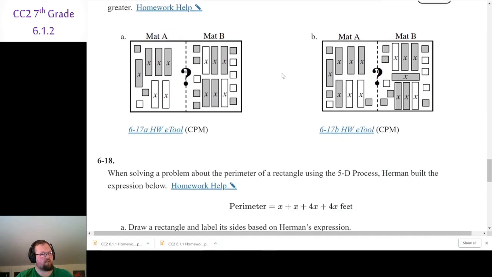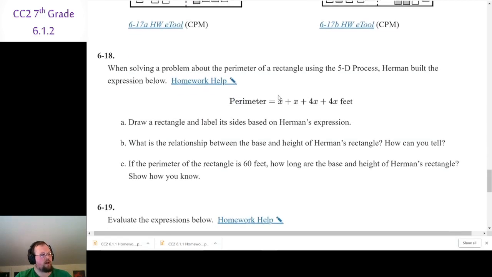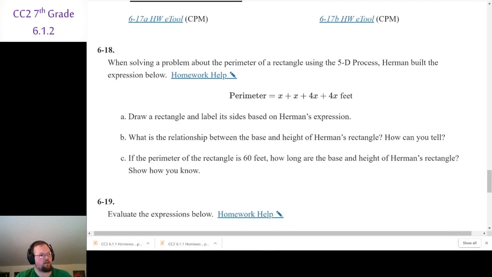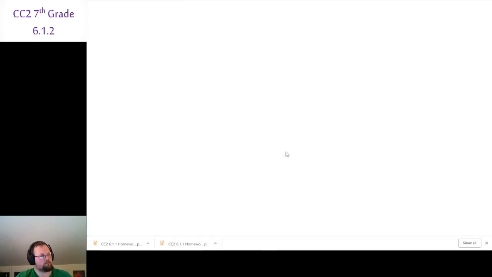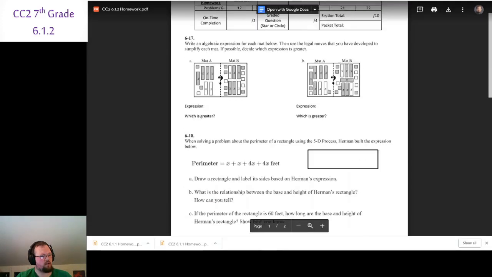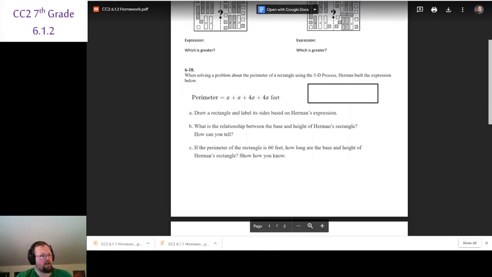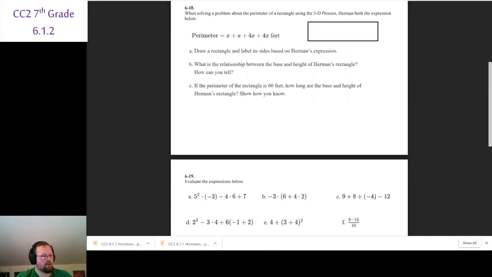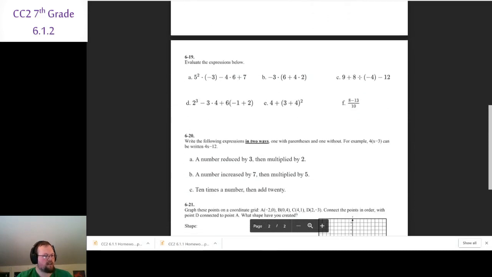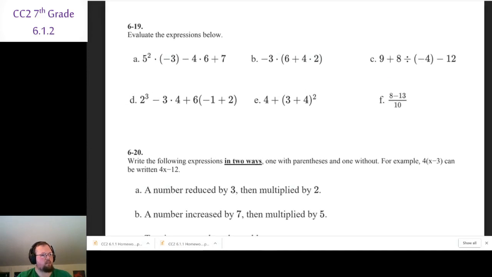Quick homework review: if you get something where there's x's left and you don't know if it's bigger or not, then the x's are going to control that. On 6-18 on your homework, I drew the rectangle for you. On this rectangle, you're able to fill in the blanks on the top and the sides, and you're going to find a relationship, and then you're trying to guess and use the 5D process to figure out what those lengths are.